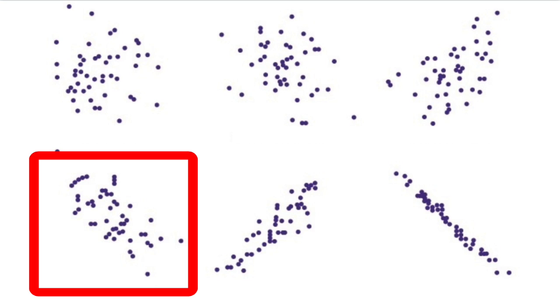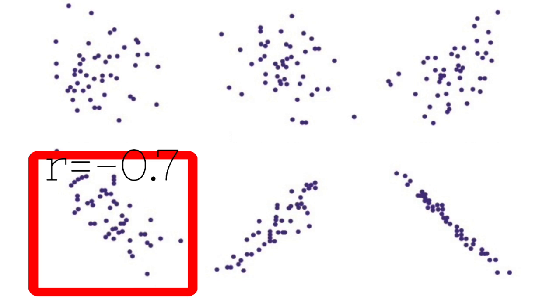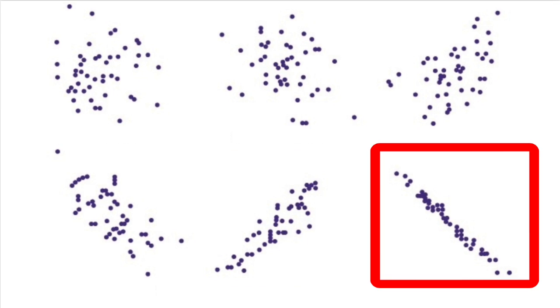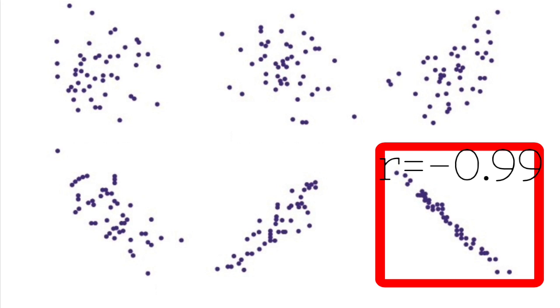This fourth example has a moderately strong negative correlation. Therefore, we estimated R to be approximately -0.7. This fifth example has a strong positive correlation. Therefore, we estimated R to be approximately 0.9. This last example has a very strong negative correlation. Therefore, we made R -0.99.